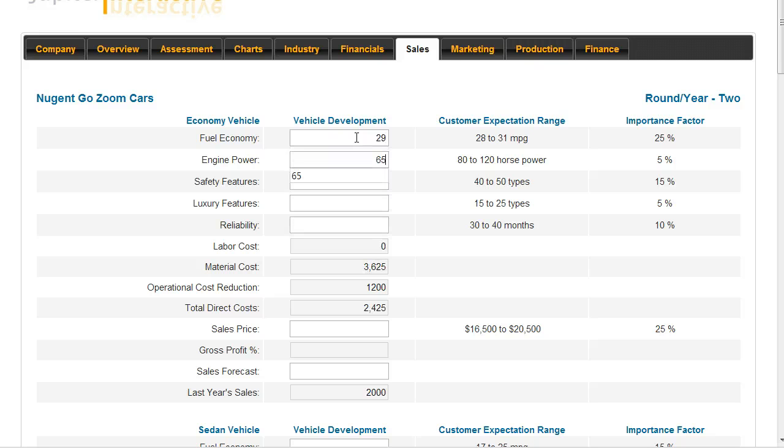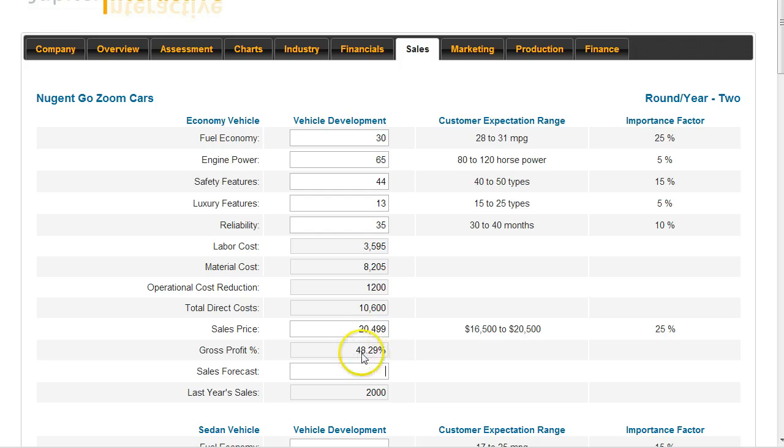So here I'm going to set my horsepower low because I don't really care about horsepower. I'm going to put in low on this, and maybe I'll make this a little bit higher. So I'm going to redesign my vehicles this year to hopefully beat, the whole name of the game is to beat my profit percentages from last year.